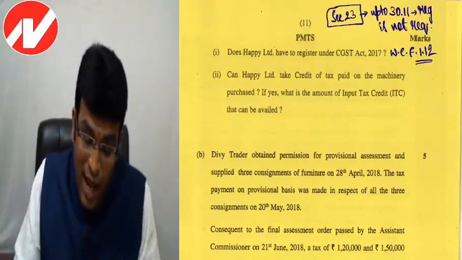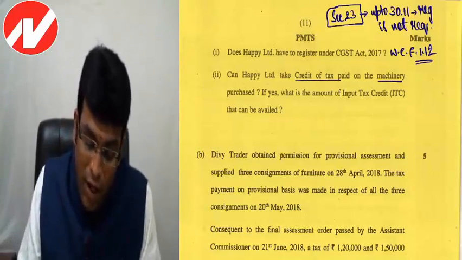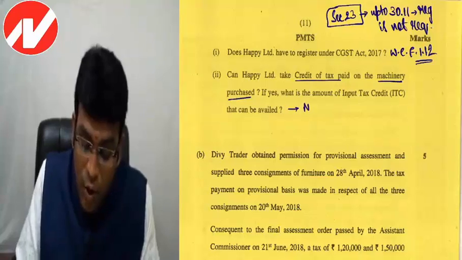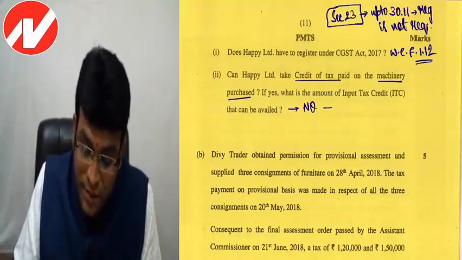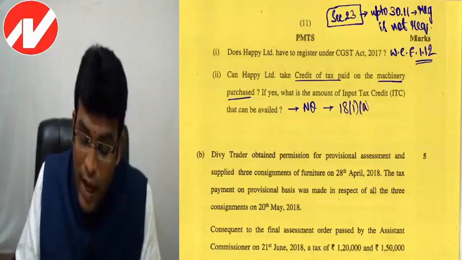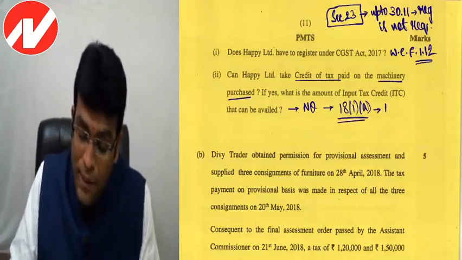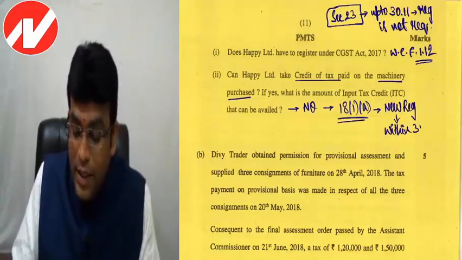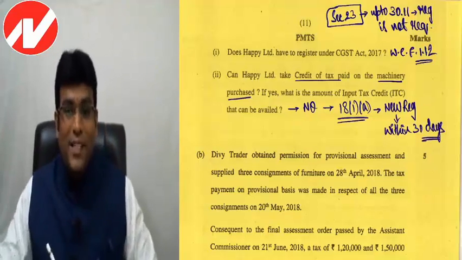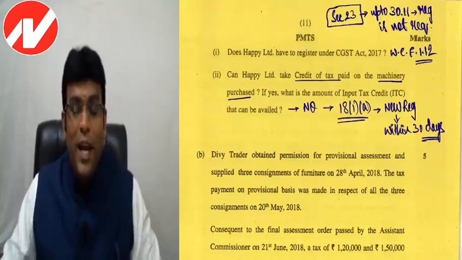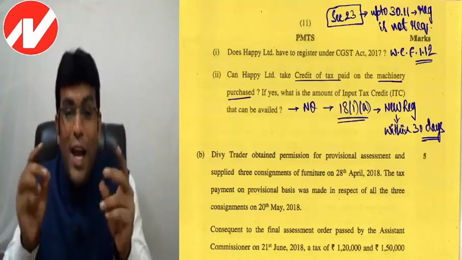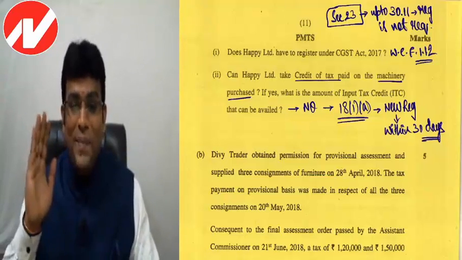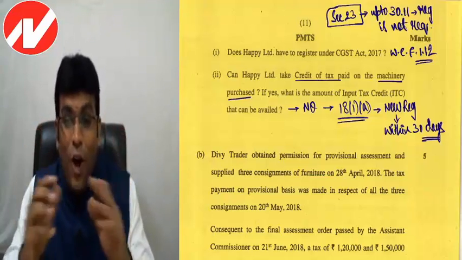Done. Second, can Happy Limited take credit of tax paid on machinery purchased? If yes, what is the amount of input tax credit? Sir, my answer is no, my dear friends. Because we have got one section called 18(1)(a), which talks about any person who applies for new registration within 30 days, he can claim input tax credit on the stock. Moreover, what he will claim is only ITC on inputs held in stock, inputs contained in semi-finished goods, inputs contained in finished goods in stock. But he can't take input tax credit on capital goods.